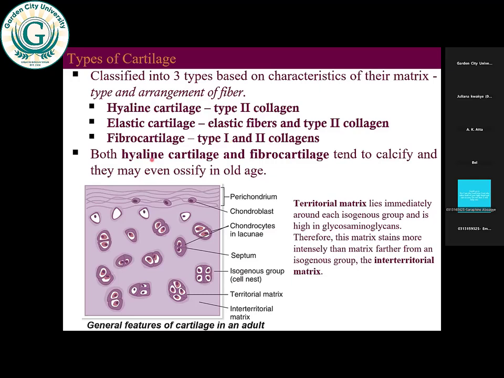Then another thing is that both hyaline cartilage and fibrocartilage tend to calcify and they may even ossify in old age. They will become bony over time. The elastic cartilage, no. I was using an example like the xiphoid process. When you turn around 40 years, it becomes kind of a bone. Sometimes your intervertebral discs. The fibrocartilage is supposed to provide some elasticity, but sometimes with time it can't even bend. It can calcify. So that's another point that I made.